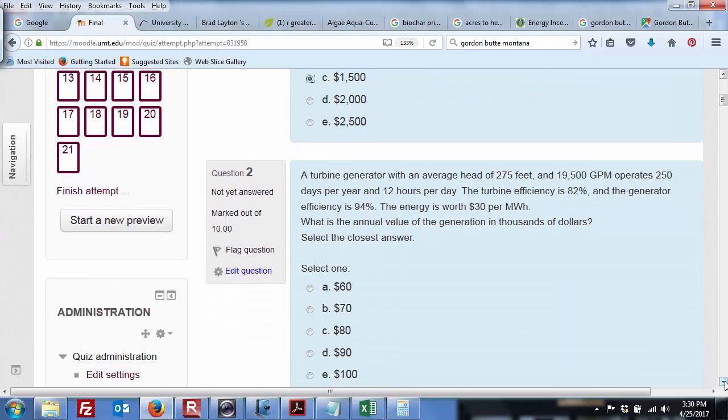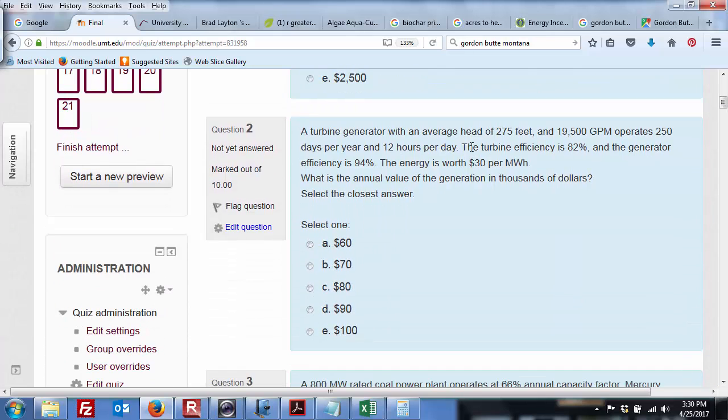All right. Turbine generator, average head of 275 feet at a flow rate of 19.5, operates 250 days per year, 12 hours per day. The turbine efficiency is 82%, and the generator efficiency is 94%. The energy is worth $30 per megawatt hour. What's the annual value in thousands of dollars?